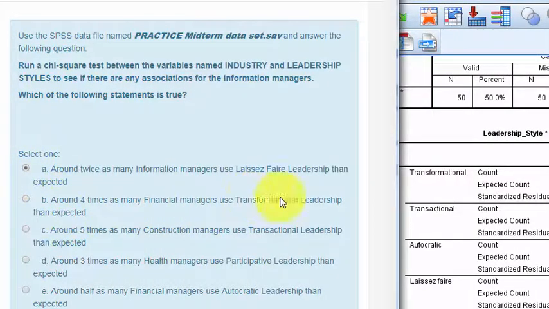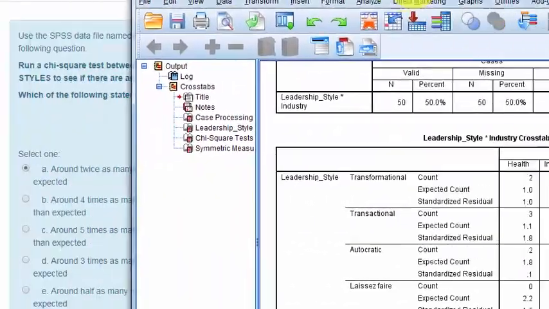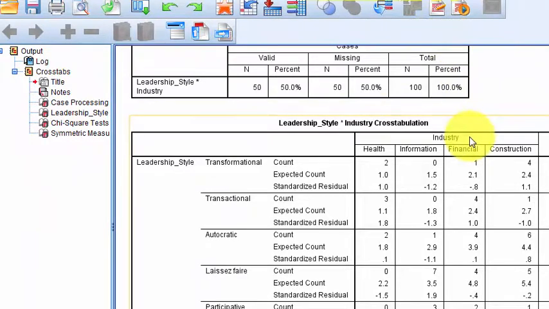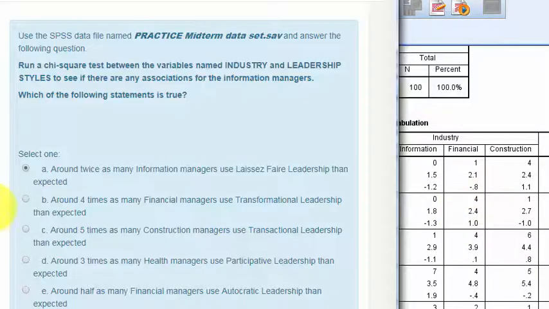Financial managers use transformational 4 times as many. Financial, transformational. Financial and transformational. No, that is not true. They expected 2.4 and they only got 4. That's not 4 times as many. That one's not true. Next one, 5 times as many construction managers use transactional.